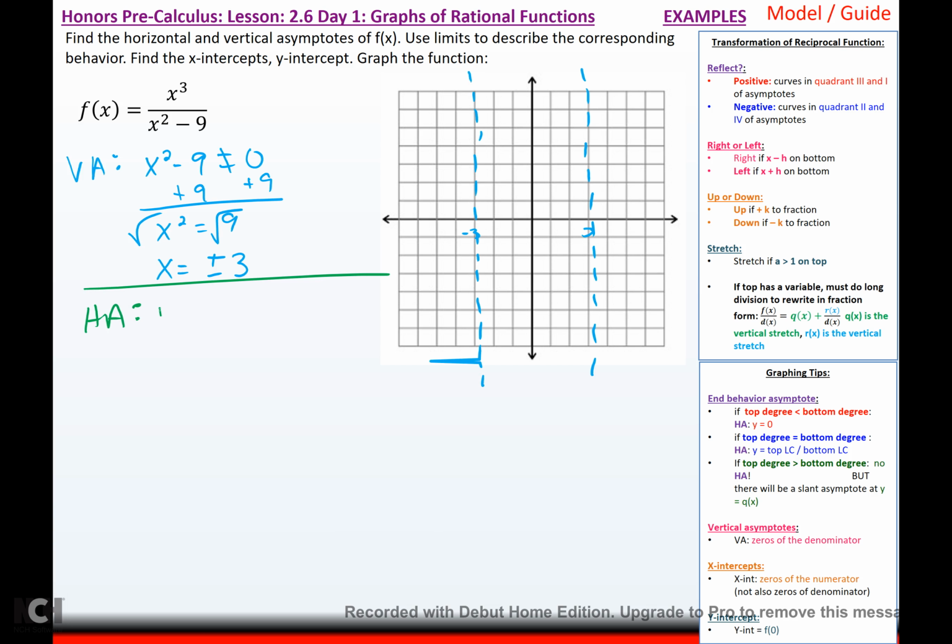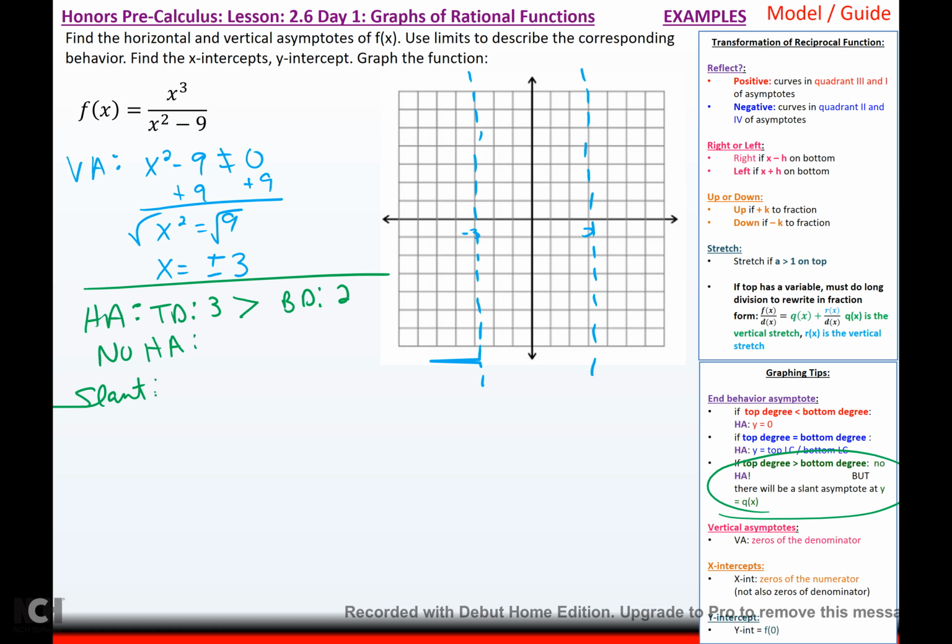Okay, next we're going to find our horizontal asymptotes. We look at degree rules. My top degree is 3. My bottom degree is 2. Since the top degree is bigger than the bottom degree, there's no horizontal asymptote. But there will be a slant asymptote. Okay, or they also call it an oblique asymptote.